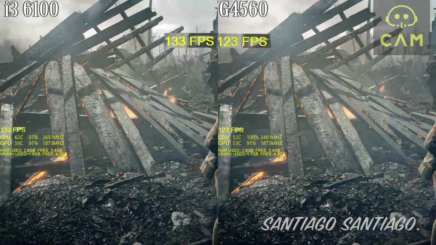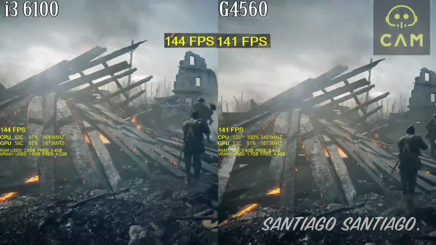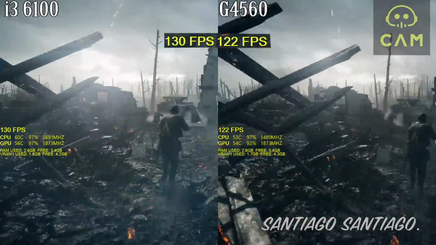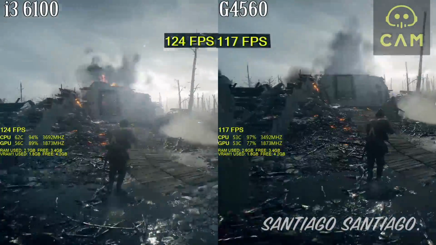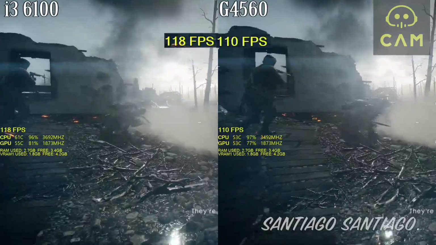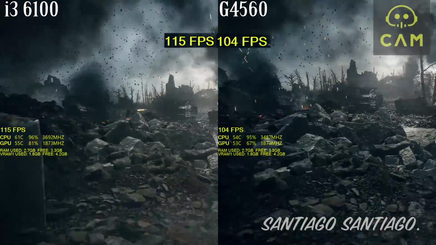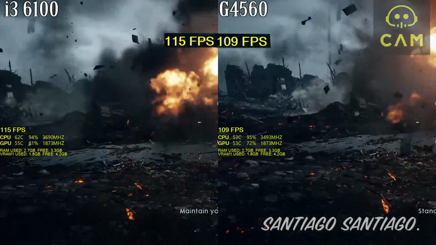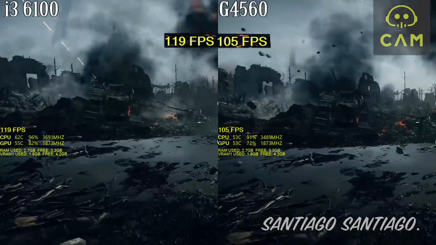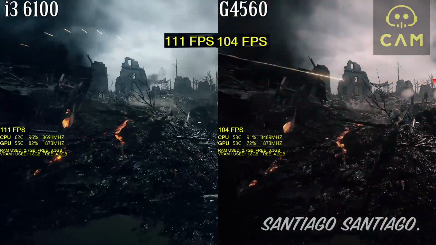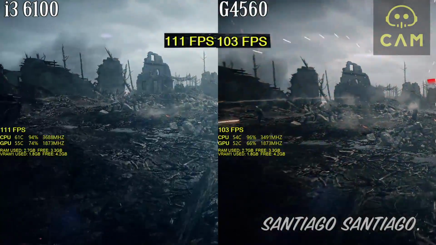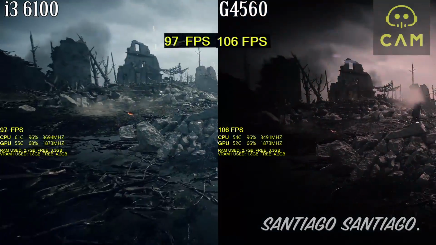I'll be testing Battlefield 1 single player, then Just Cause 3, Fallout 4 with unlocked frame rates, GTA 5, Hitman in a very busy place, The Division benchmark, Assassin's Creed Unity, The Witcher 3 in Novigrad, Rise of the Tomb Raider in a very CPU intensive place, and finally I'll be testing Ghost Recon Wildlands Open Beta, the benchmark tool.